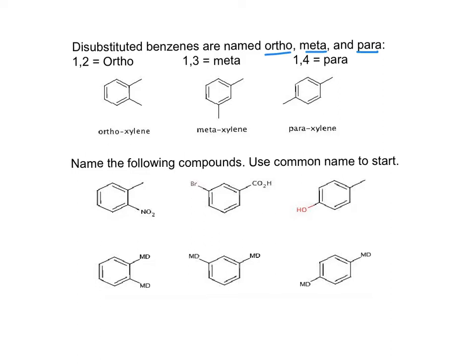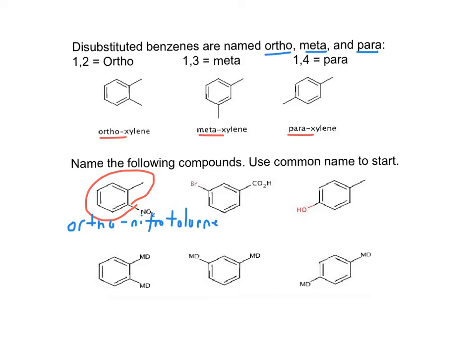So here we have ortho-xylene, meta-xylene, and para-xylene. Note the position of the two groups. Let's practice naming compounds. Use a common name to start. For example, this part of this compound is toluene, so this compound is called ortho-nitrotoluene. So stop the video and name the remaining 5 compounds.